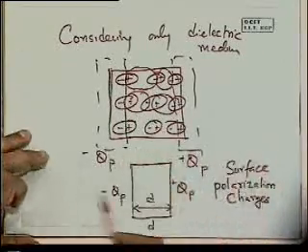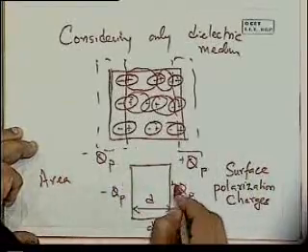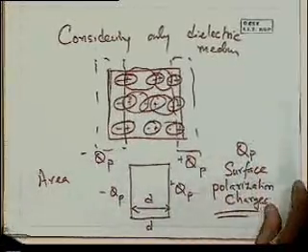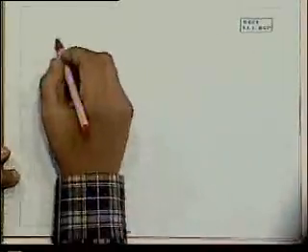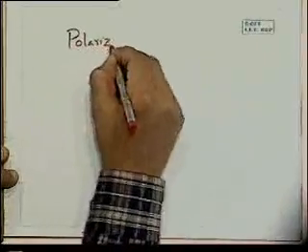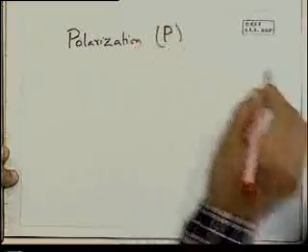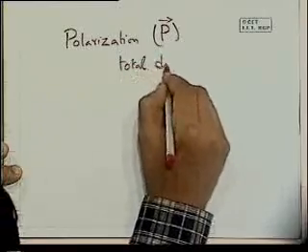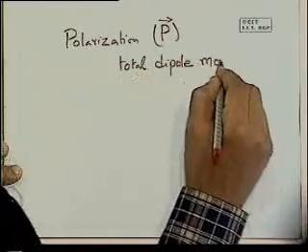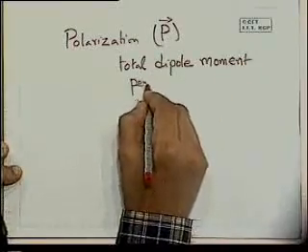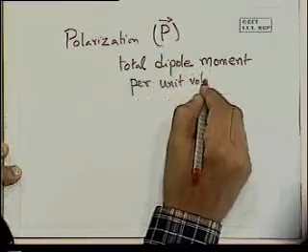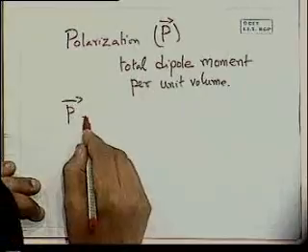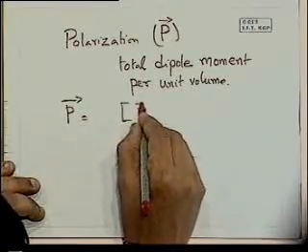Each of the two surfaces has an area A, this side and this side, and we've got a separation between them of d. So Q_P is the surface polarization charge. Polarization, the term with the symbol P, is a vector and refers to the total dipole moment per unit volume. Basically, I can write that this vector P consists of the sum of the individual dipole moments in there.